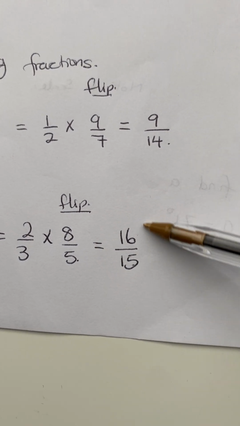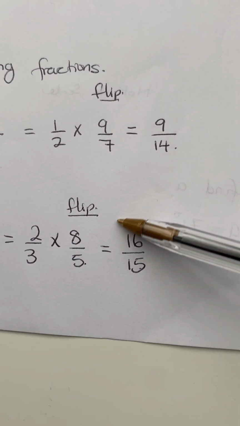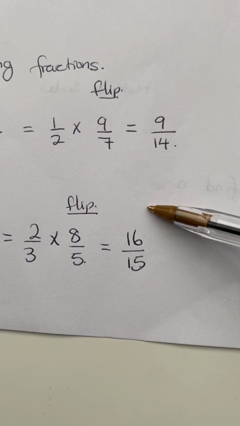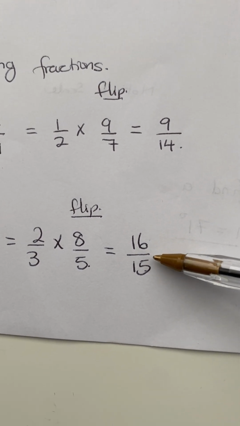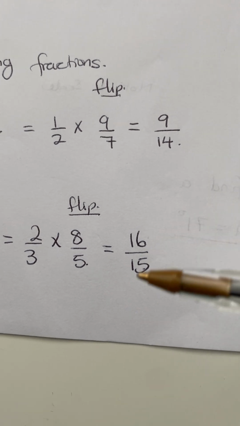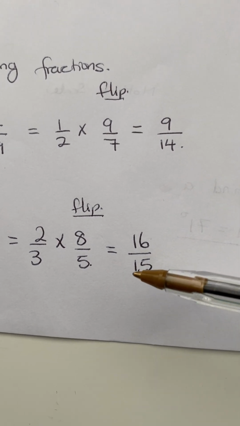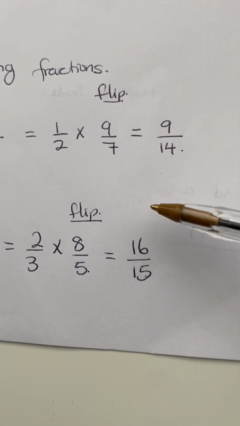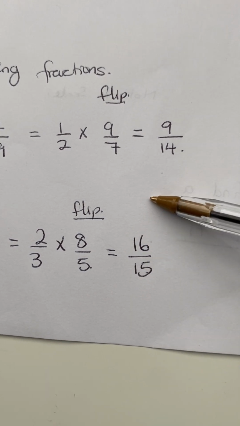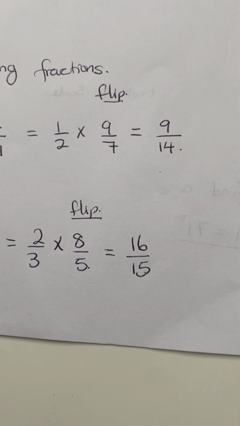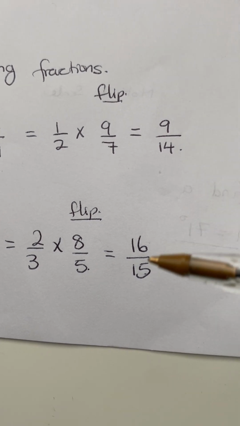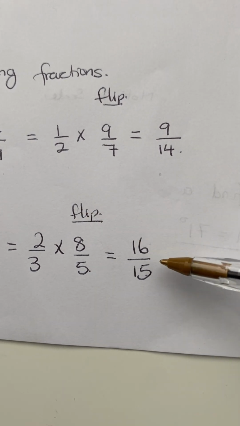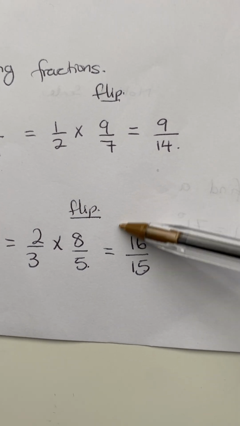Now this is a top-heavy fraction. We can leave our answer here as 16/15. But if they ask us to leave it as a mixed number, then we'll go ahead and have one whole number, 1/15. If they ask us to leave it as decimals, we'll have 1 point something. It depends on what they want us to do. But if not, this is our answer. We can leave it as a fraction.